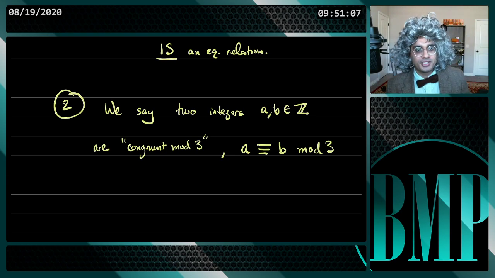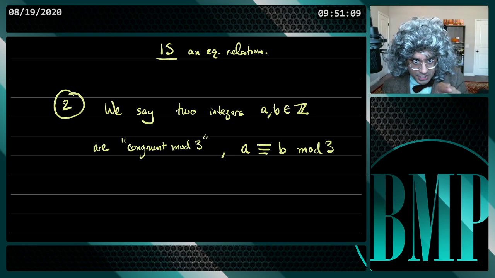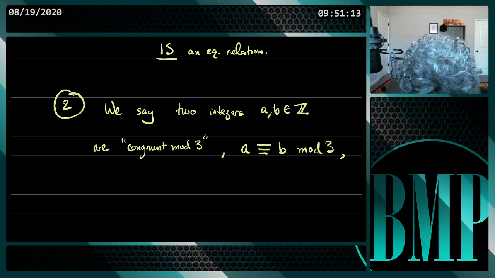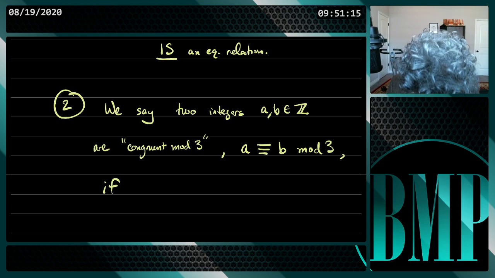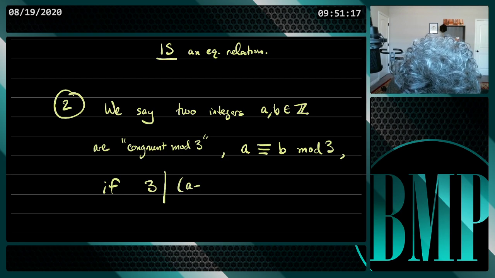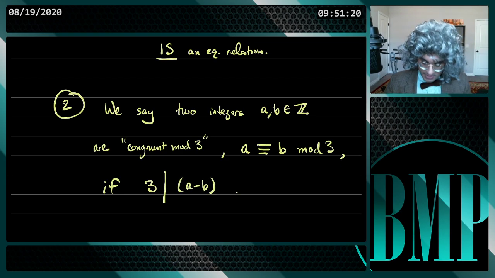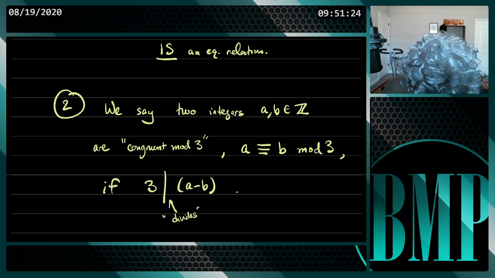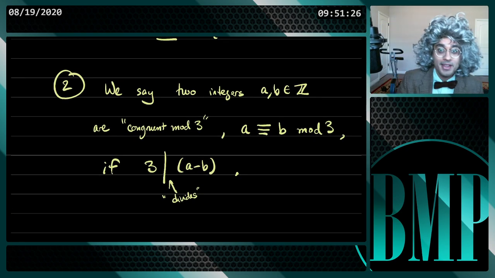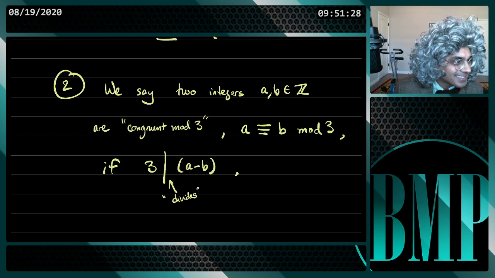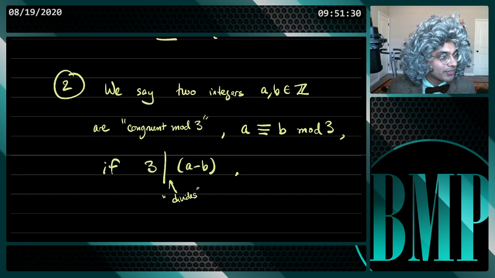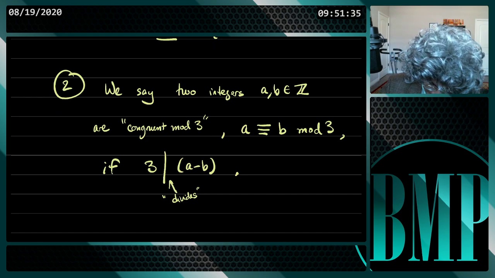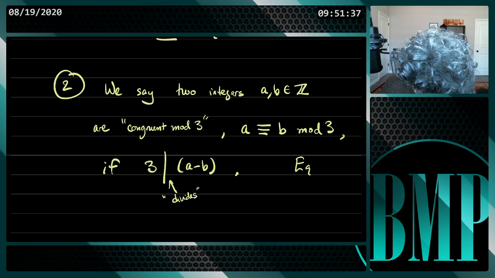We say two integers are congruent mod 3, or we write the relation like that, A congruent to B mod 3, triple equal sign, if, and here's the rule, if 3 divides A minus B. This is divides, to remind you. Okay? All right. This is a classic equivalence relation on the integers. It's an equivalence relation on Z.